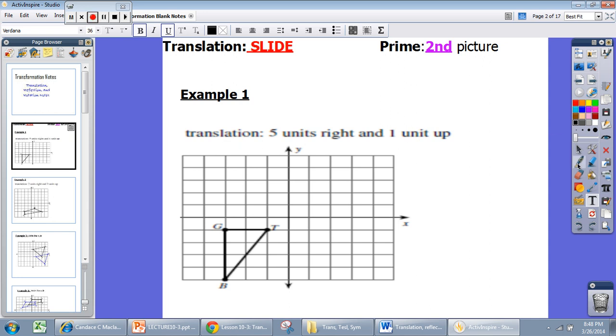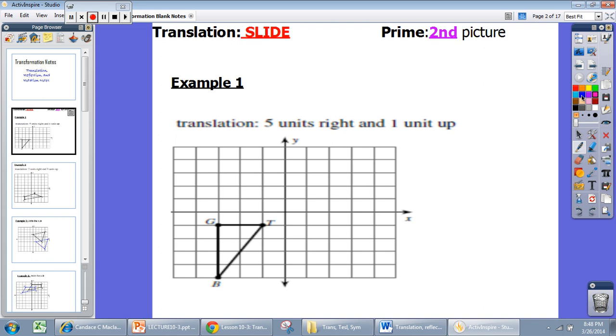We have a triangle here, and it wants us to go 5 units right and 1 unit up. So pick a point to start at. It doesn't matter which one, and you're going to count 5 boxes over right and 1 up. So I'm going to start at T, and I'm going to go 1, 2, 3, 4, 5, and then 1 up, and then I'm going to put a dot.